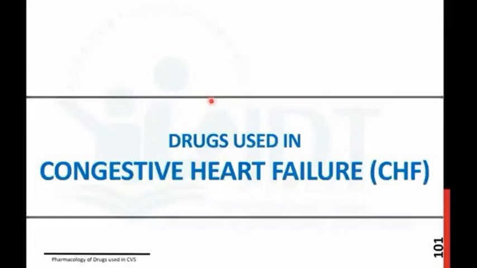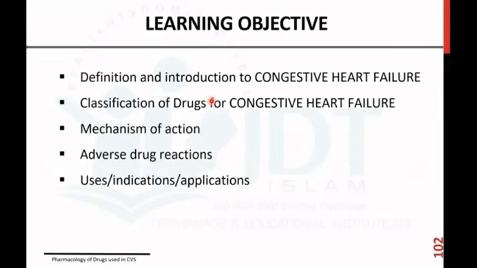On this Sunday we will see the most important chapter from the cardiovascular system, and this chapter is most important for GPAT aspirants and also MHT CET aspirants. The topic name is drugs used to treat chronic heart failure, or the drugs acting on chronic heart failure, and chronic heart failure is also known as congestive heart failure.